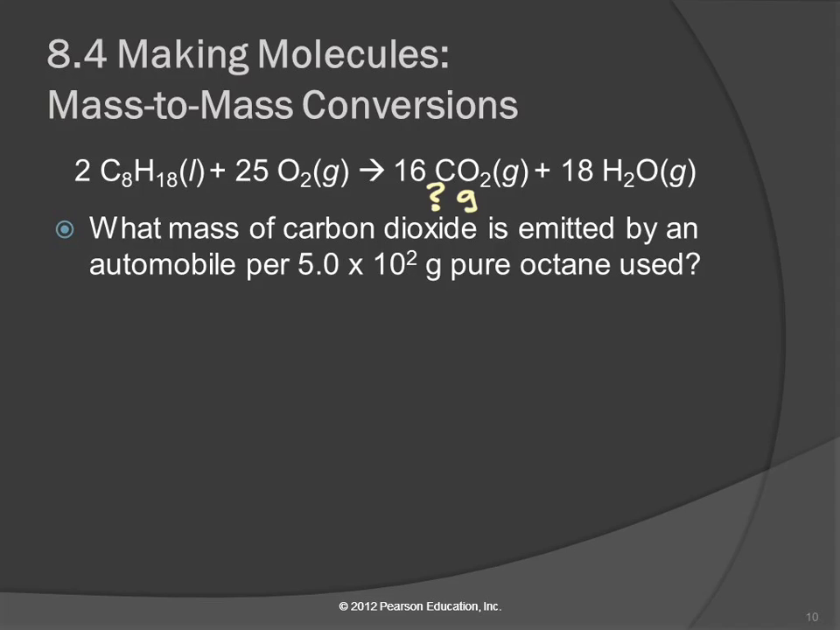Per 5.02 times 10 to the 2 grams of pure octane. Okay, we have not learned how to write the formula for octane, but you should be able to figure it out by process of elimination. Okay, that's oxygen, that's carbon dioxide, that's water, so therefore this must be the octane, right? So I'm going to write the mass that they gave me under that: 5.02 times 10 to the 2 grams.